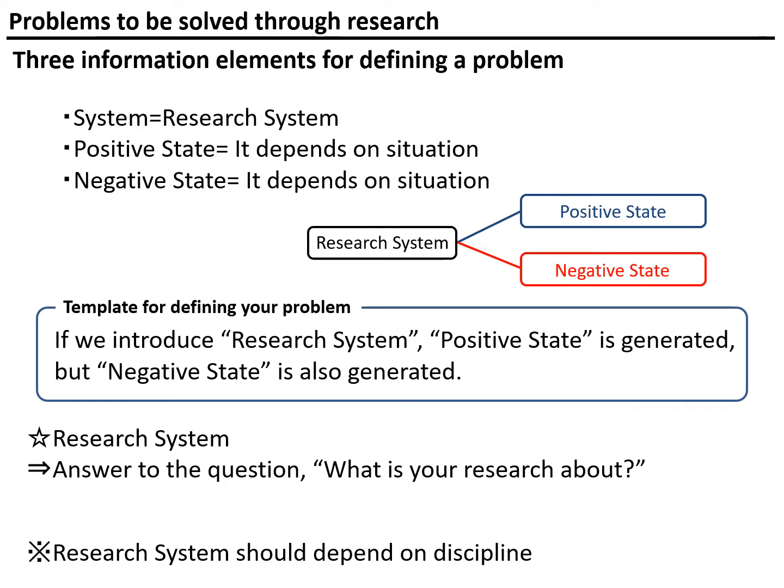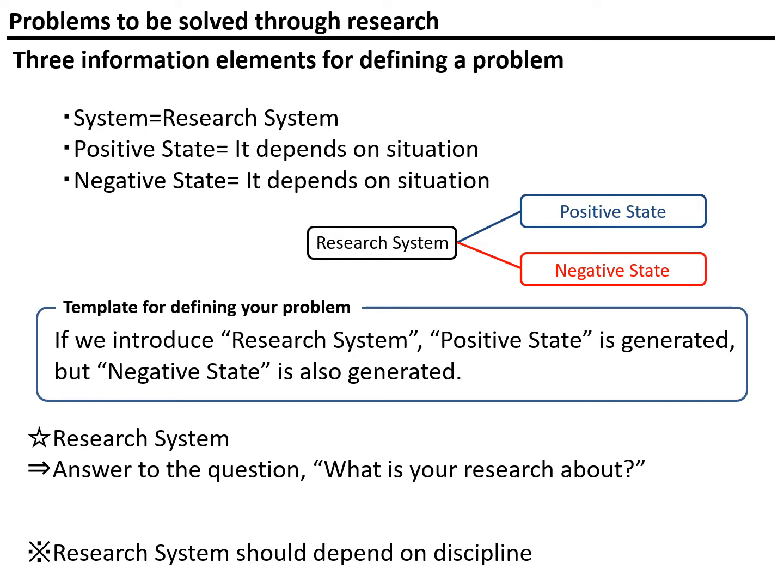So what I'm saying is that you should recognize your research theme as a combination of the three information elements to recognize it as a problem. So let me say the system or the problem which you are going to solve through research activity could be called research system. And of course, the research system should generate positive state and negative state, but both of them should depend on the situations. So which department you belong to and what kind of topics you are working on. But you could use this template for your research theme, for the problem in your research theme.